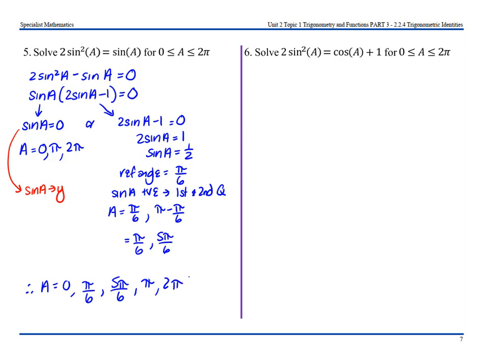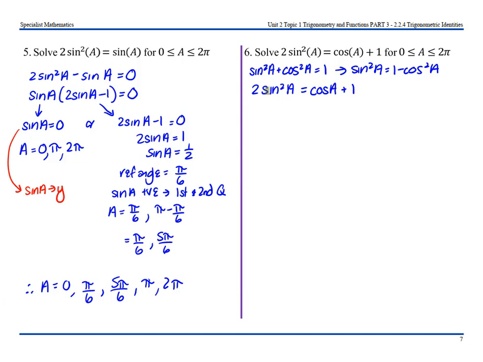Next one, solve 2 sine squared a equals cos a plus 1 for 0 is less than or equal to a, which is less than or equal to 2 pi. Sine squared a plus cos squared a equals 1, which means that sine squared a equals 1 minus cos squared a. Now, my goal is, because I've got sines and cos in the equation, I'm going to get it all in terms of cos. So 2 sine squared a equals cos a plus 1.